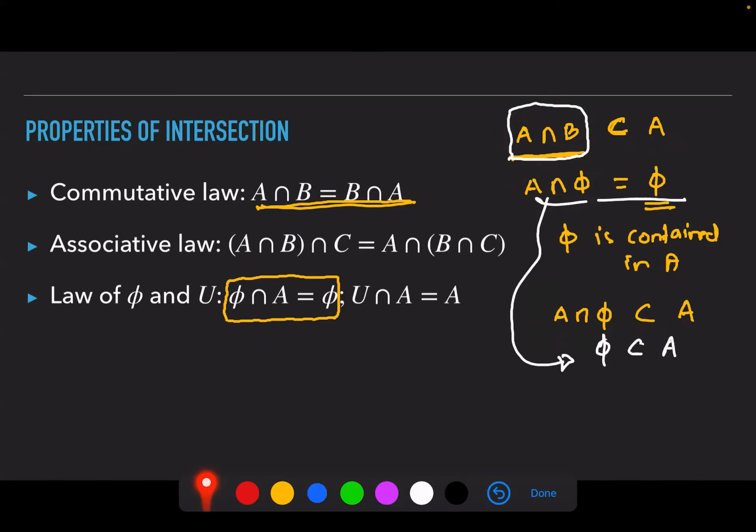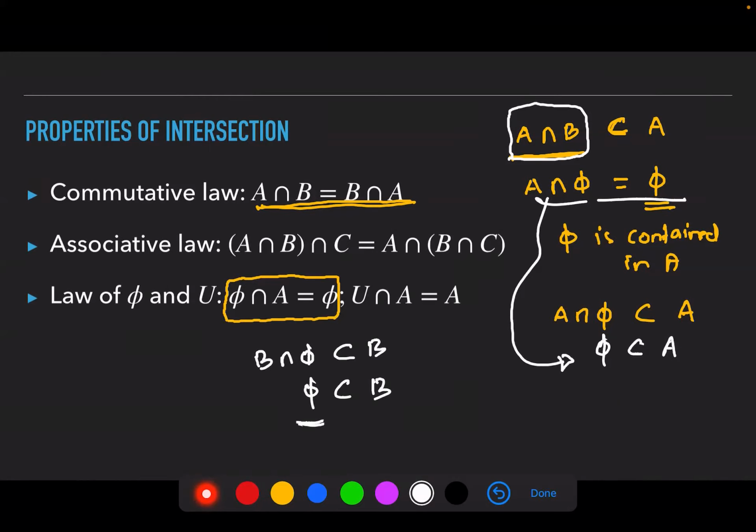Because phi has no elements. The empty set by definition has no elements. That itself is phi. That tells you that your empty set is a subset of A. You can also argue the other way around. If you take B intersection phi, you will get phi. So B intersection phi is a subset of B. Now B intersection phi is phi, that is a subset of B. So if you take the empty set, it is a subset of every set. Are we okay?